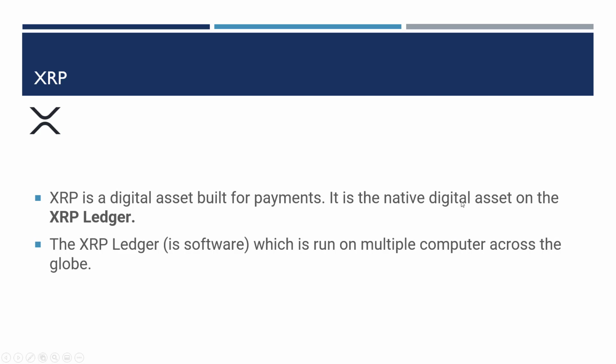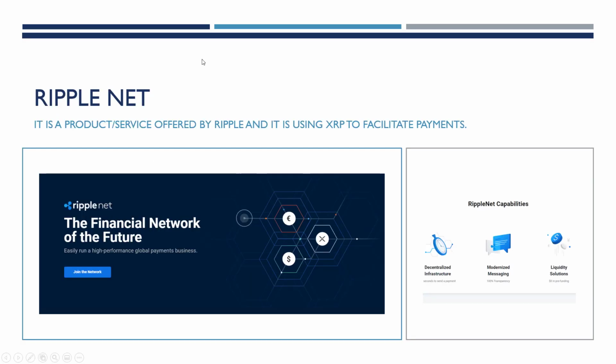We can see here it is the native digital asset on the XRP ledger. The XRP ledger is the distributed ledger network, meaning all the different servers and computers have the Ripple server on it. The union of all these computers, this network, is called the XRP ledger. And the XRP ledger again runs a software which is run on multiple computers across the globe. Alright, so now we covered what XRP is, and then we've got RippleNet.